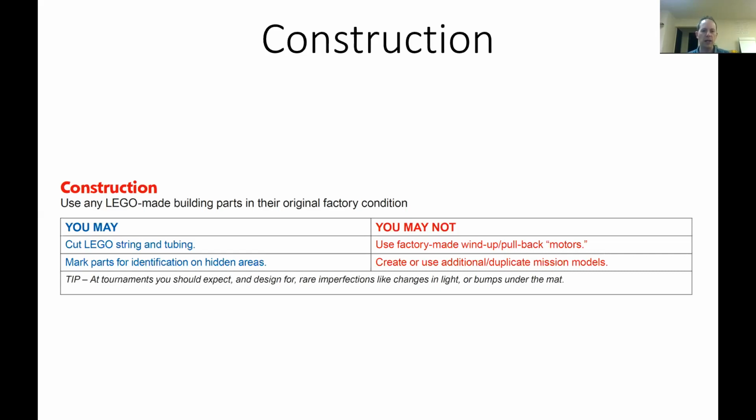And finally, and this is a really important one, at tournaments you should expect and design for rare imperfections, and I would say they're not always rare, like changes in light, bumps under the mat. A really critical one to think about with respect to tables is that the rules specify a range between 2.5 and 3.5 inches for the height of the table walls.